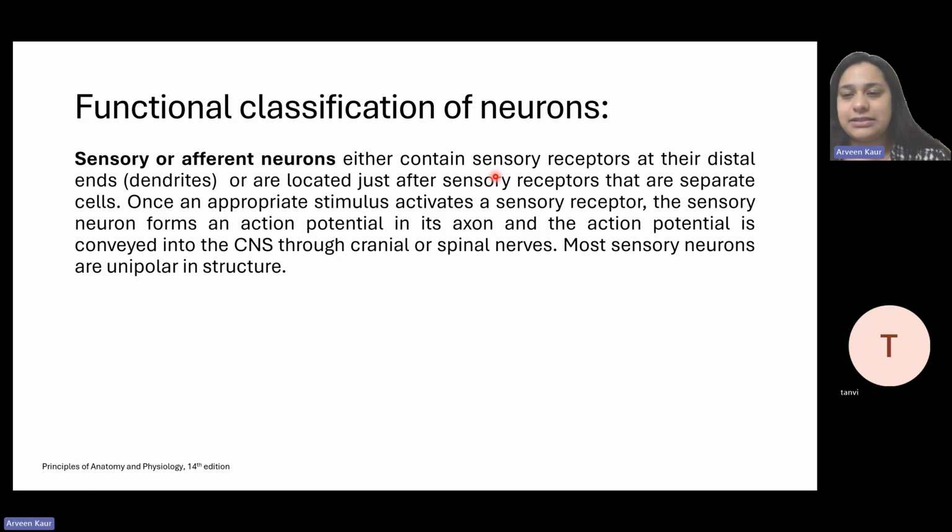They either contain sensory receptors at their distal ends, which are the dendrites, or they are located just after the sensory receptors that are separate cells, right? Once an appropriate stimulus activates a sensory receptor, the sensory neuron forms an action potential in the axon, and the action potential is conveyed to the CNS through the cranial or spinal nerves. Most sensory neurons are unipolar in structure, right? They are receiving the signal, generating an action potential so that the signal can be propagated to the CNS. That is why they are known as sensory or afferent neurons.